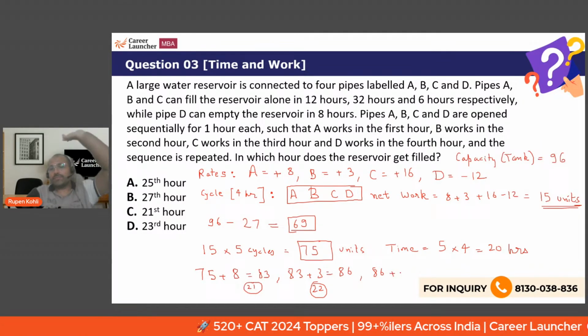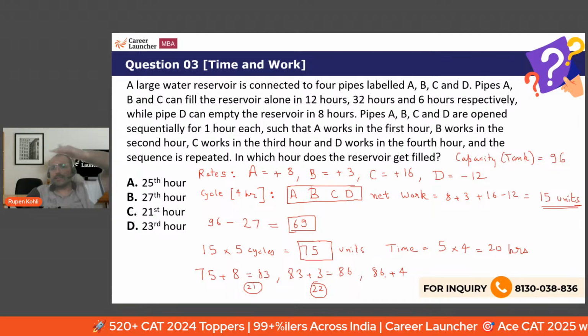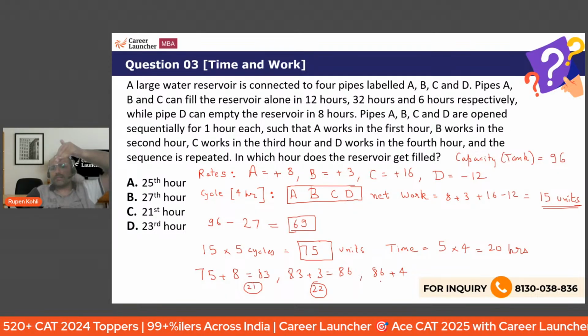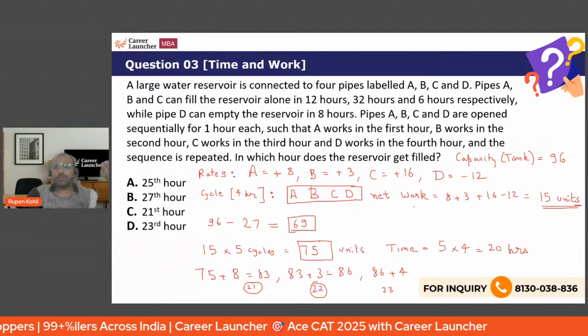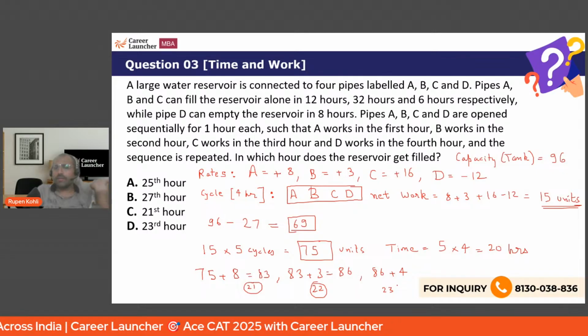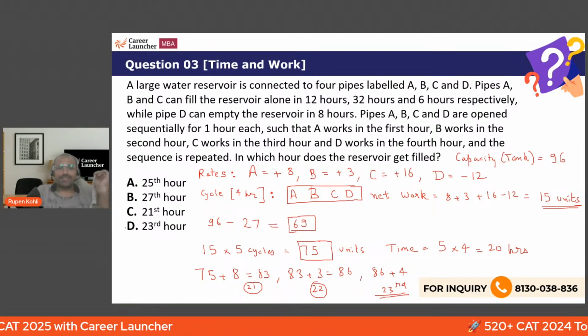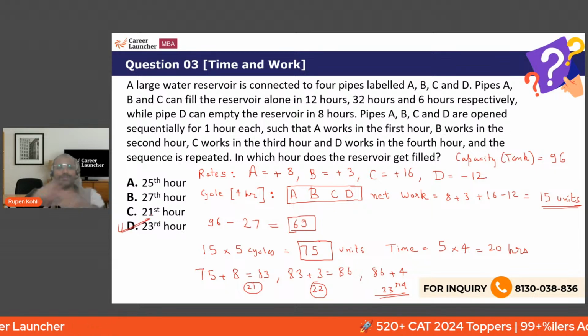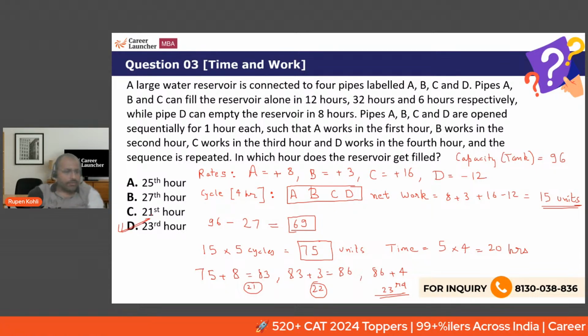But we only need 4. So 4 more units can be done in 1/4 of the 23rd hour, because 16 units can be done. We only need 4 units. So in the 23rd hour, the tank will get filled. Very good answer by Anshu on this.